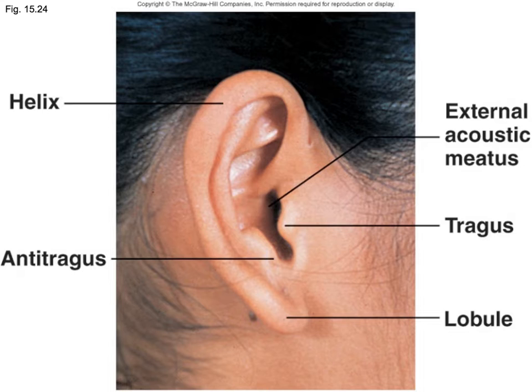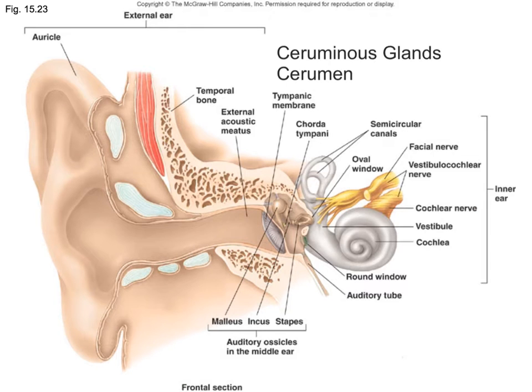But the main focus here should be that the ear, the cartilage covered with skin, is a cone shape to send sound waves down the external acoustic meatus. So let's get a little better look at this. Here we can see the pinna or auricle or helix is described here. Again, the conical shape to get sound waves to travel down the external acoustic meatus.